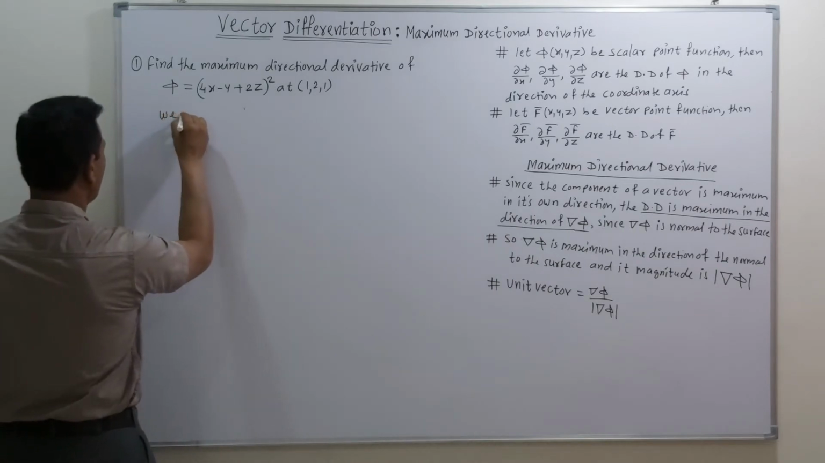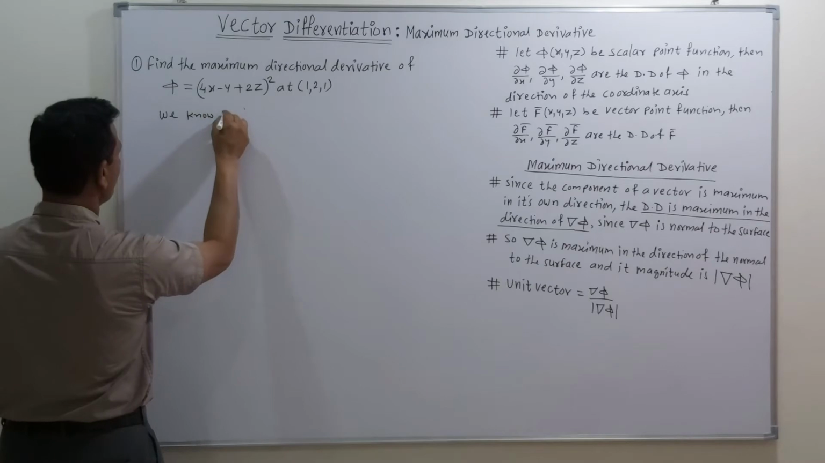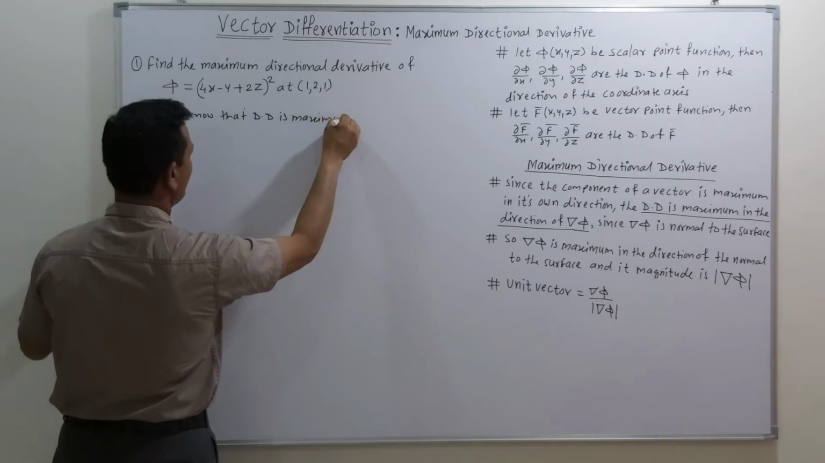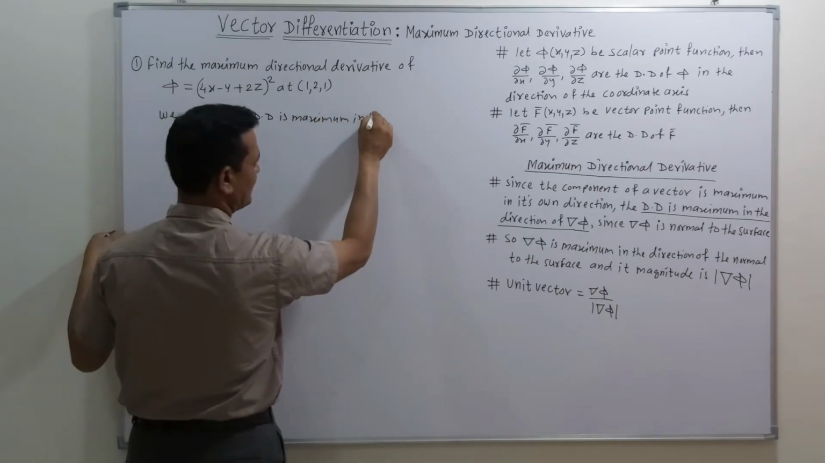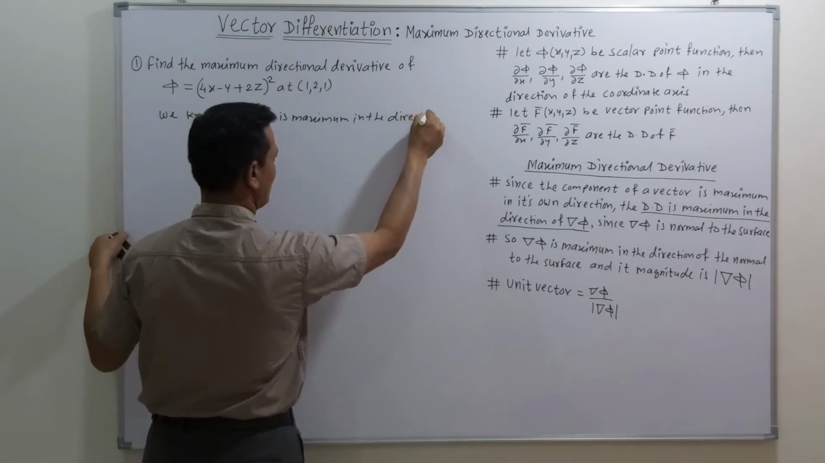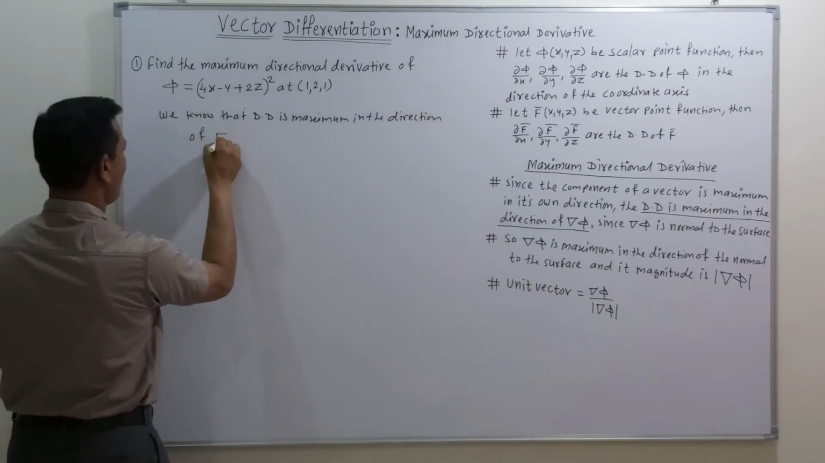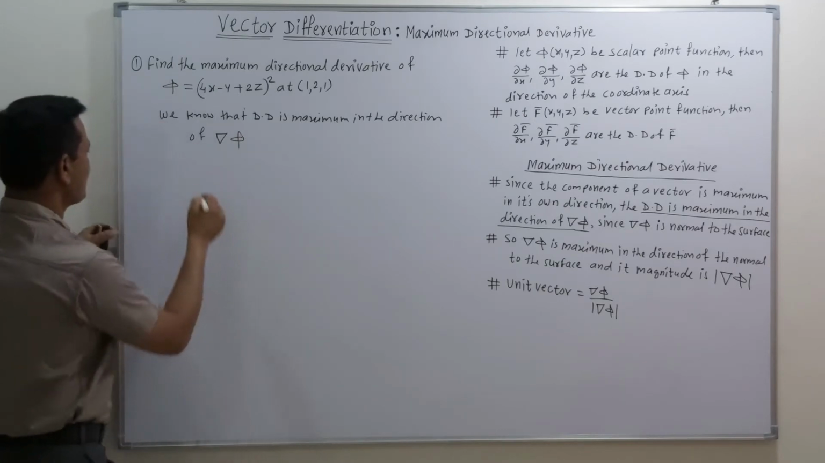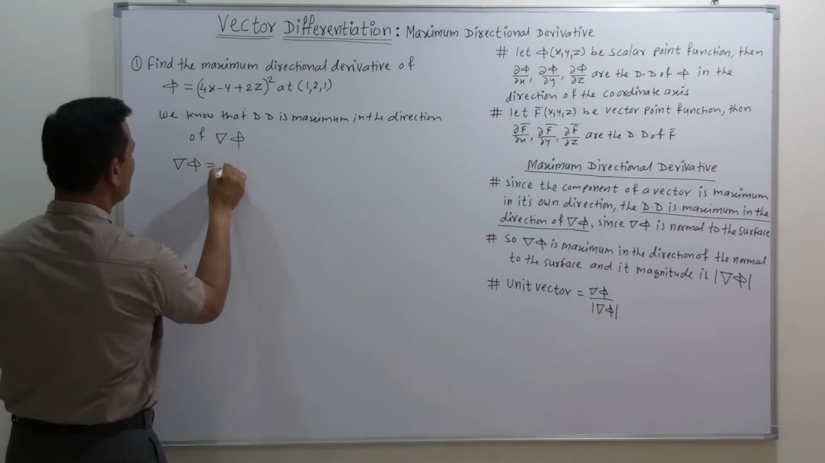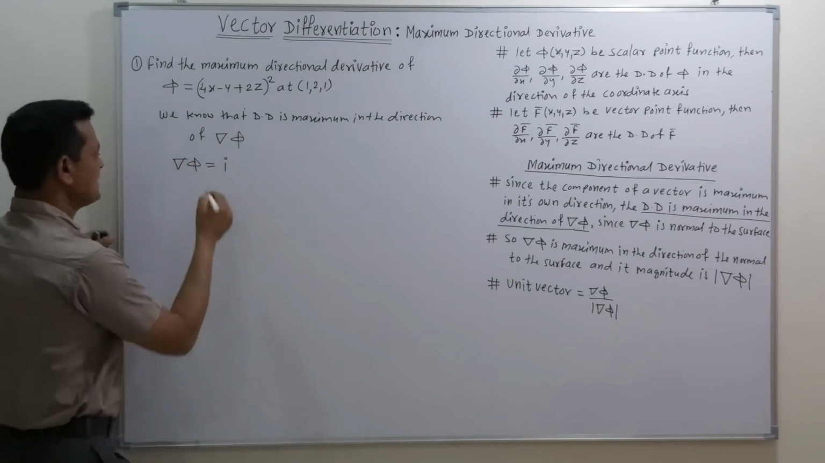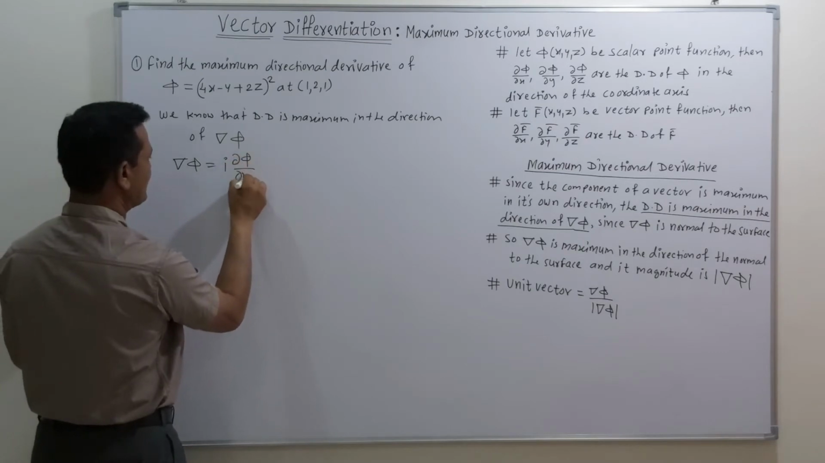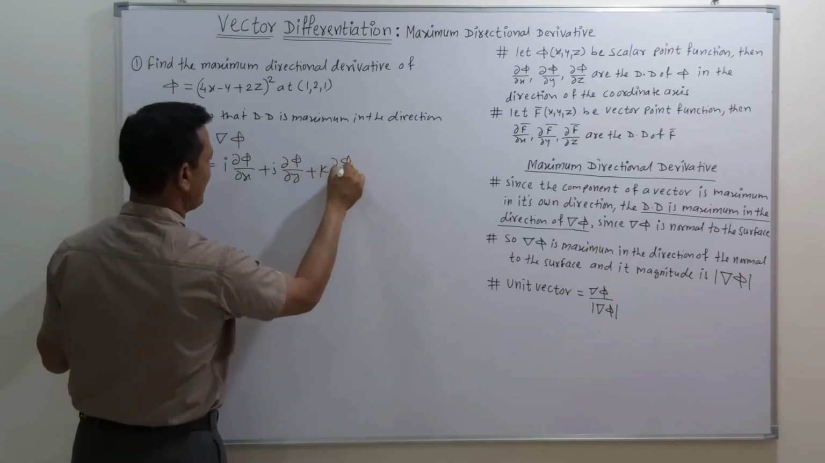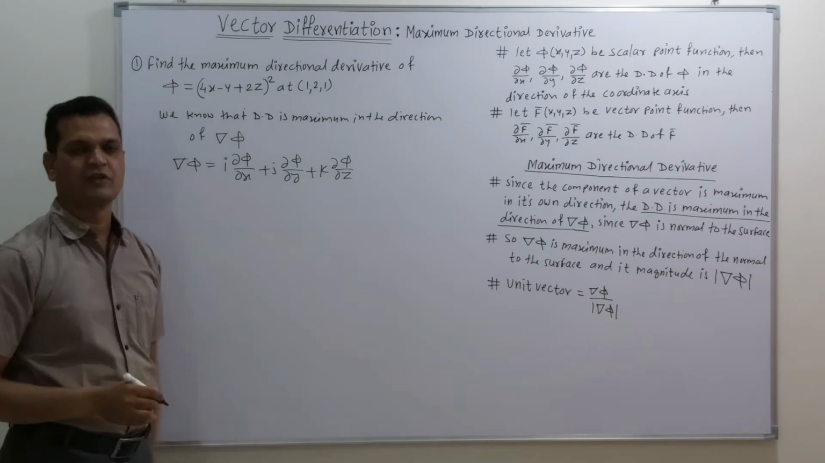So we can solve this example as we know that the directional derivative is maximum in the direction of del phi. That means our aim is to find the value of del phi, the normal to the surface. Del phi stands for the gradient of phi, which is defined as i times partial derivative of phi with respect to x, plus j times partial derivative of phi with respect to y, plus k times partial derivative of phi with respect to z. This is the definition of del phi.